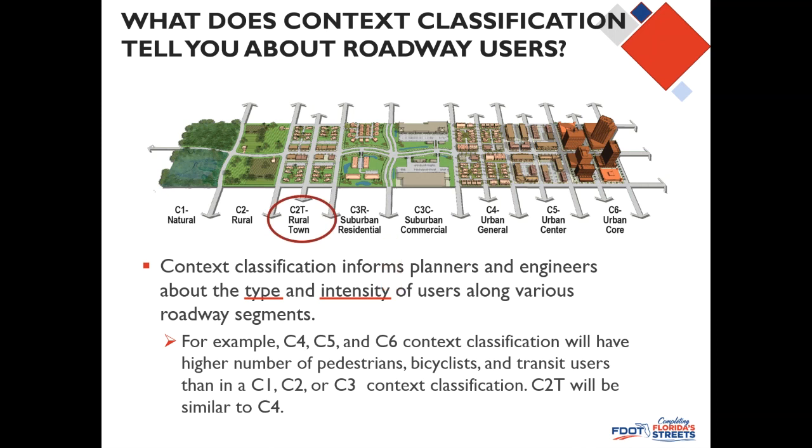The C2T rural town is a special case where the rural town is normally located in the middle of a large rural area, and yet you have this small little town in the middle. The characteristics of the C2T rural town can be very similar to what you would find in a C4 general urban area. You'll have larger numbers of pedestrians walking. You may have on-street parking. These areas in C2T are usually only a block or two long, and they're usually historic towns. They may not have transit, but they probably will have pedestrians, and they may have cyclists there.